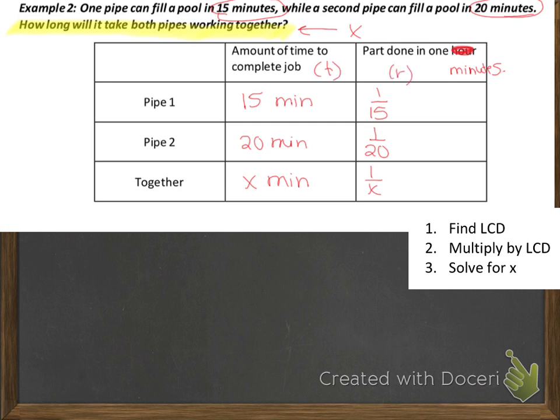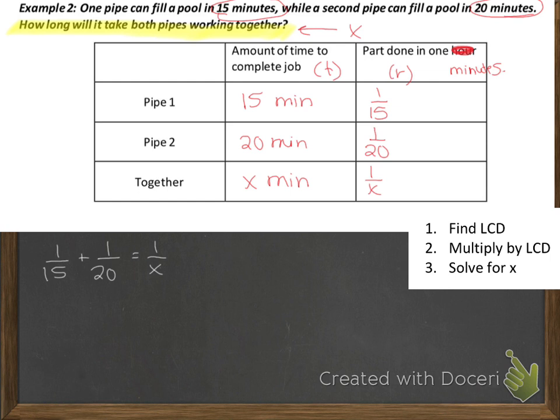Okay, so just like in the last problem, we say that if I can fill up 1/15 of the pool in 1 minute, the other pipe fills up 1/20 of the pool. If I add those together, that gives me the amount of the pool that's been filled up in 1 minute. And then I can use this to solve for x.